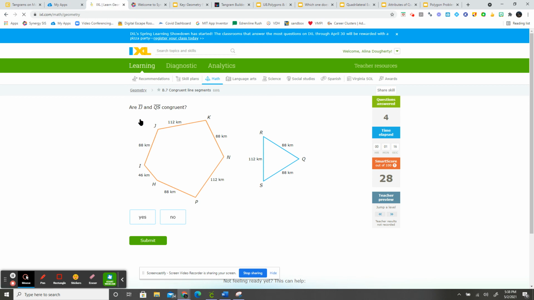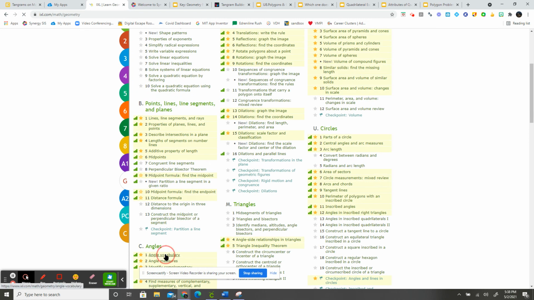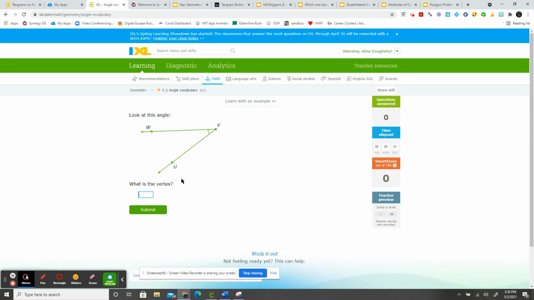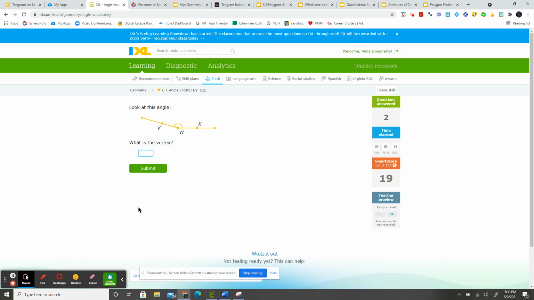Okay, last one, C1, angle vocabulary. We're going to talk about the vertex, which is that middle letter where the point is. And look at this angle. What is the vertex? The vertex is that middle angle. Remember, it's the one letter that we name it with, or the middle of the 3. Look at the angle. What is the vertex? That's the W.